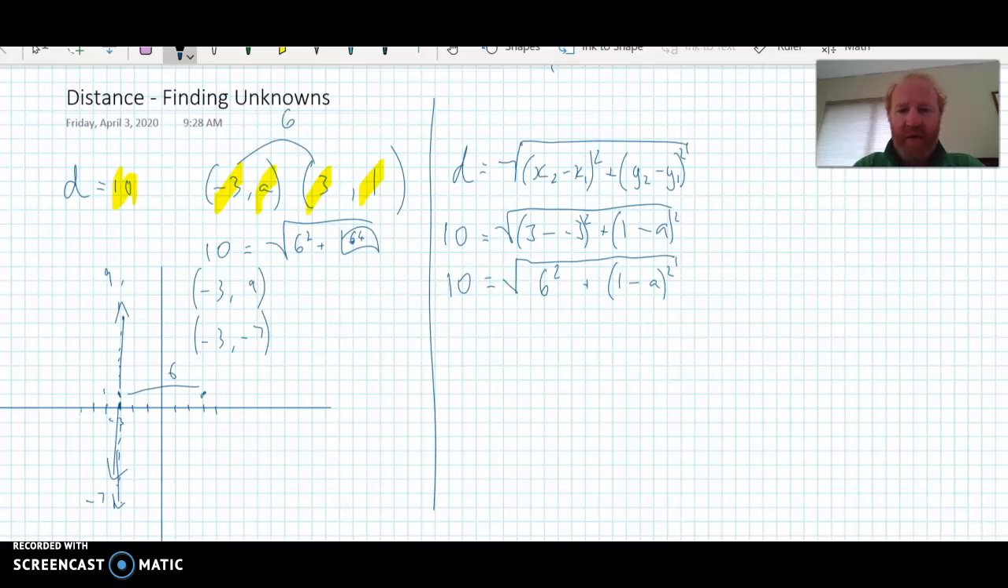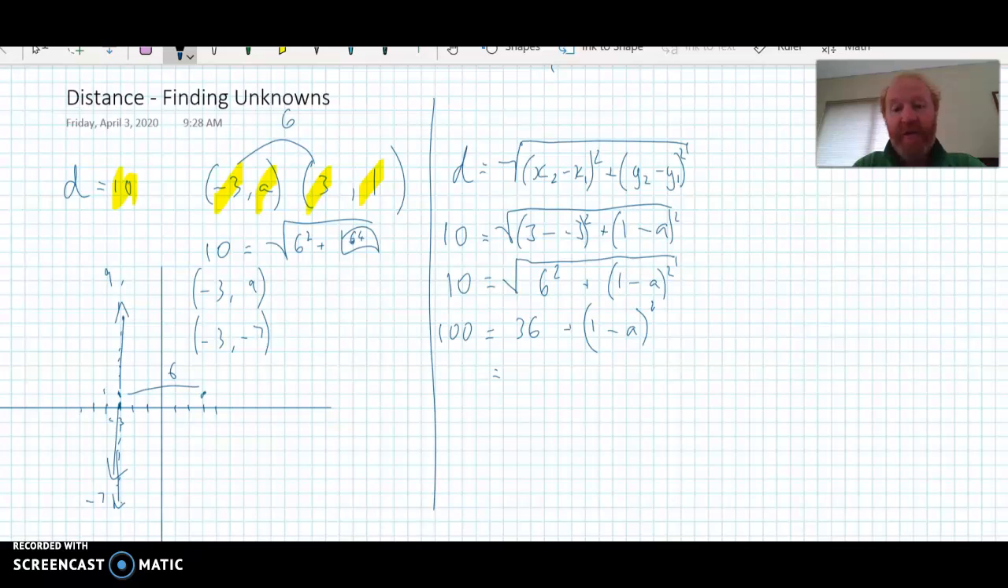Now when I go to solve this, I've got a little problem here in this thing being a square root. So if I go to solve here, I'm going to have to square both sides in order to get this out of the square root. So I end up with 100 equals 36 plus (1 minus a), all squared.